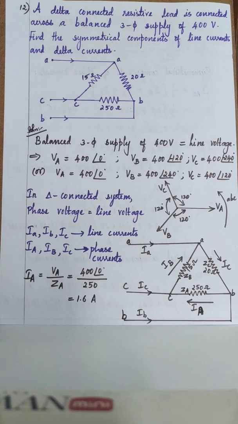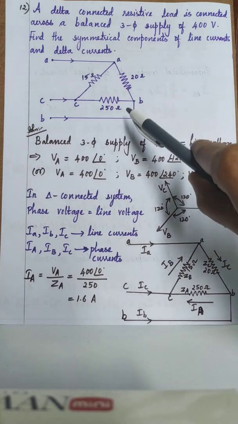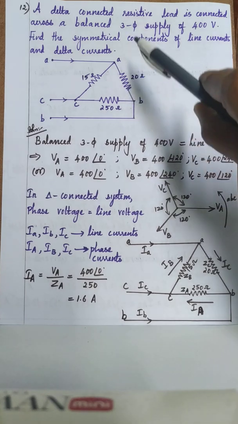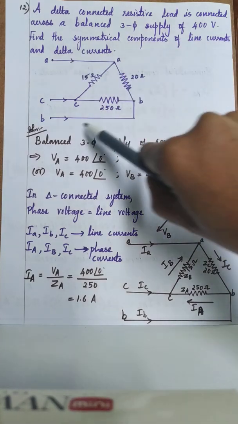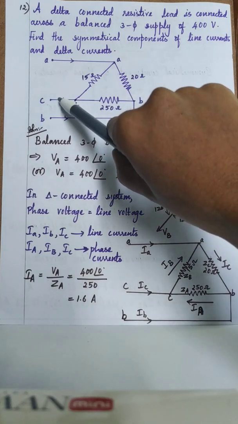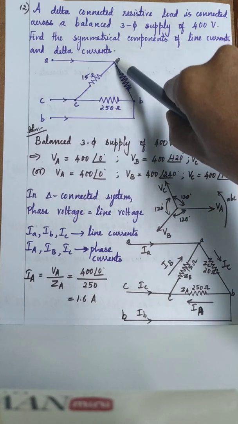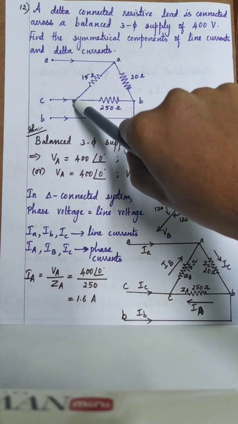Line currents are denoted by small suffixes. Delta currents or phase currents are denoted by capital suffixes: I capital A, I capital B and I capital C. Now, they have given the delta connected three-phase resistive load. For ABC sequence, A, then B, then C, these nodes I have taken as A, B and C.